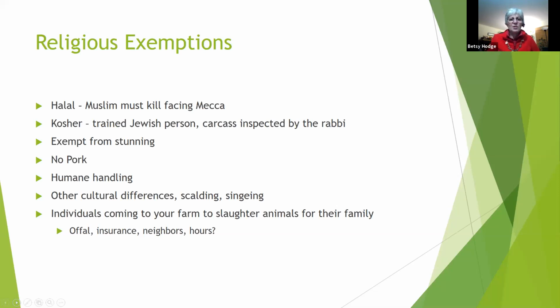And I did mention individuals coming to your farm to slaughter animals for their family. You do need to have a place to dispose of the offal, which composting could work. Need to be sure it's okay with your insurance, your neighbors, and they'll tell you that they will want to do it at the time when you most want to be doing something else. So make sure you're aware that it takes a little bit of time. It is a very good market for some people, though.